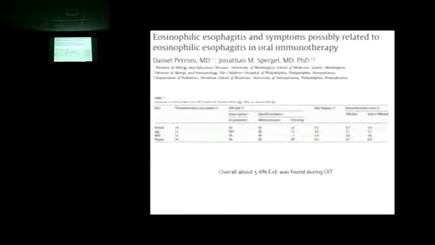More recently, Jonathan Spergel and I published a paper looking at eosinophilic esophagitis symptoms that are possibly related to the oral immunotherapy that patients got. It was a big meta-analysis of every single published OIT study together. Overall, we found about 5.6% of the patients developed confirmed EoE throughout the process, whereas about 30% or so stopped it with EoE-like symptoms, with the stomach pain, the vomiting, and everything, which prevents them from continuing on in the oral immunotherapy. This is very similar to the data with peanut OIT, which was in similar numbers, with not confirmed EoE but definitely suspected, about 5.6 to 5.9% that stopped it for that very reason.